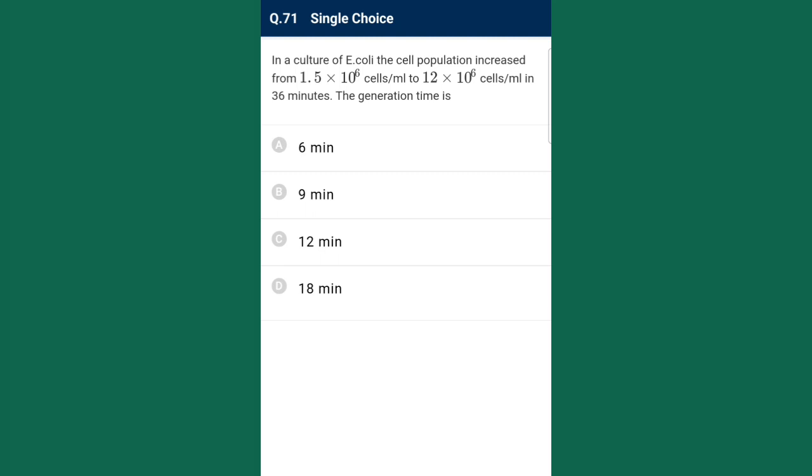In the question, it is given that the E. coli cell population increased from 1.5 into 10 to the power of 6 to 12 into 10 to the power of 6. First it becomes double, 3 into 10 to the power of 6. In the second generation, 6 into 10 to the power of 6, and after the third generation it becomes 12 into 10 to the power of 6. So it requires 3 generations. So the generation time is 36 divided by 3 equals 12 minutes. So the answer is option C, 12 minutes.